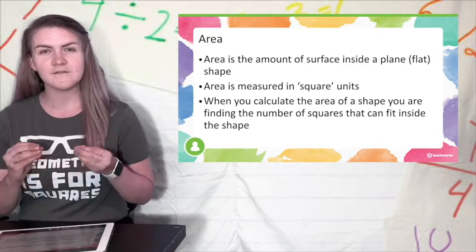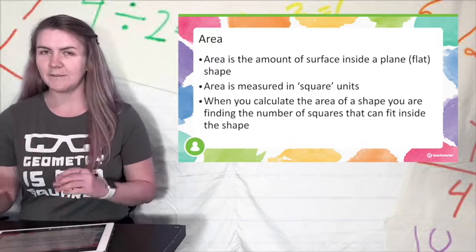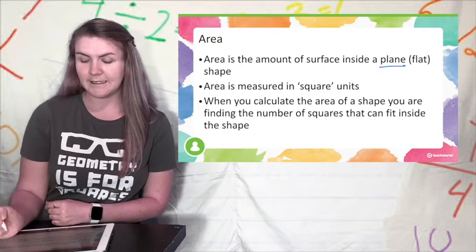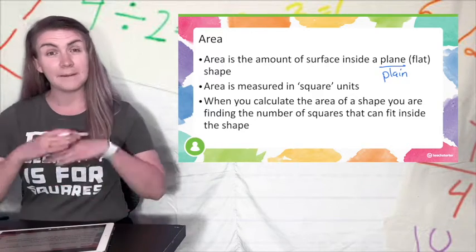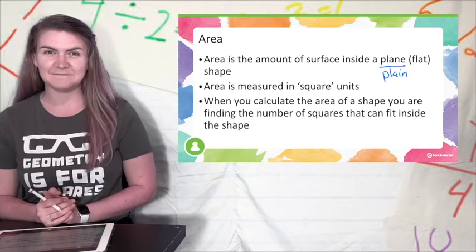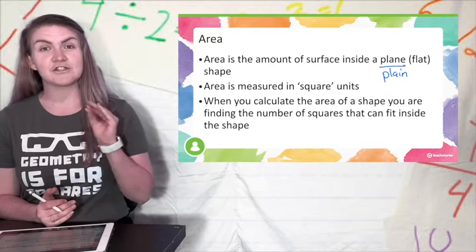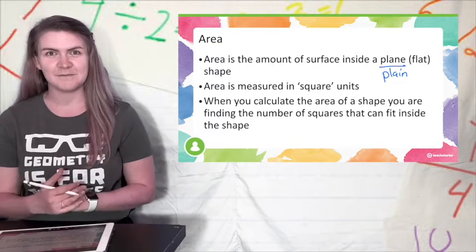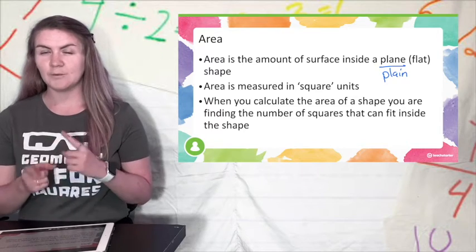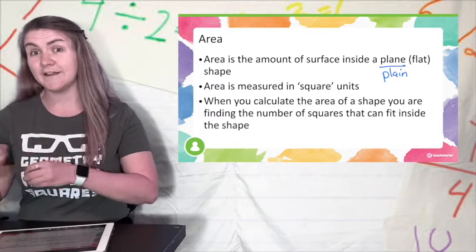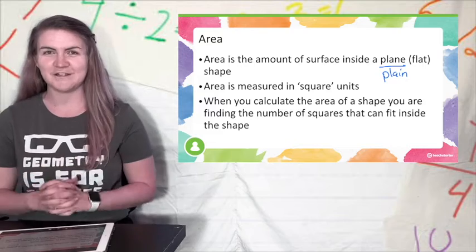Area is the amount of surface inside a plane shape. Now notice that it says plane here, not plane as in ordinary, but a plane, which means flat. So this is why area relates to two-dimensional shapes, flat shapes. Area is measured in square units. And we'll talk about it later, but we mustn't say squared, we must say square units. And I'll show you why.